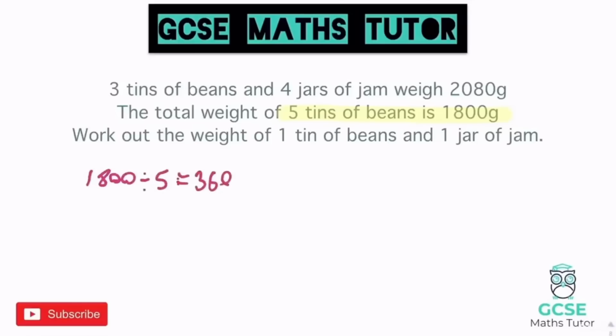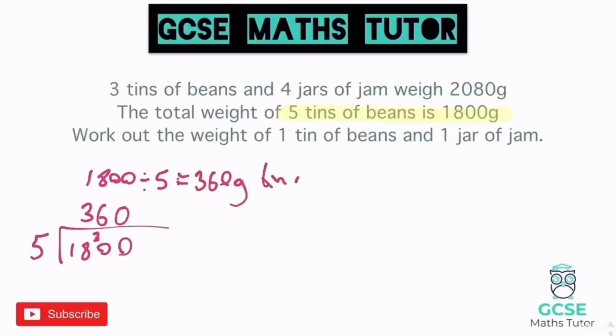There we go. We might have to do a bit of bus stop for that, but we can do that. 5's into 1,800. 5 into 18 goes 3, remainder 3. 5's into 30 goes 6, and then 0, so 360 grams, and that is for the tin of beans. So tin of beans. There we go.